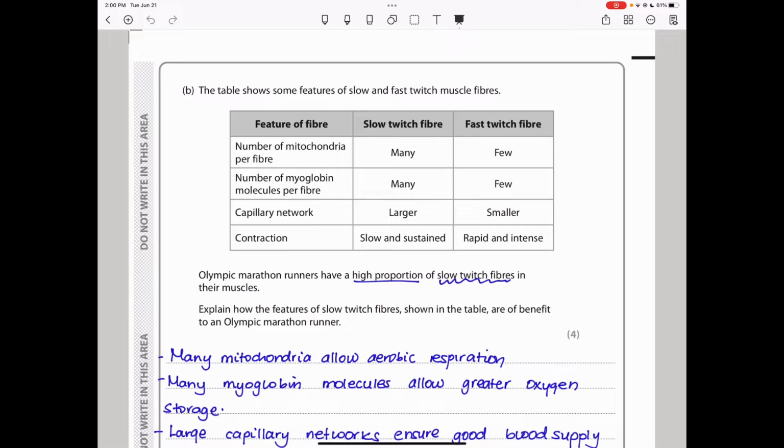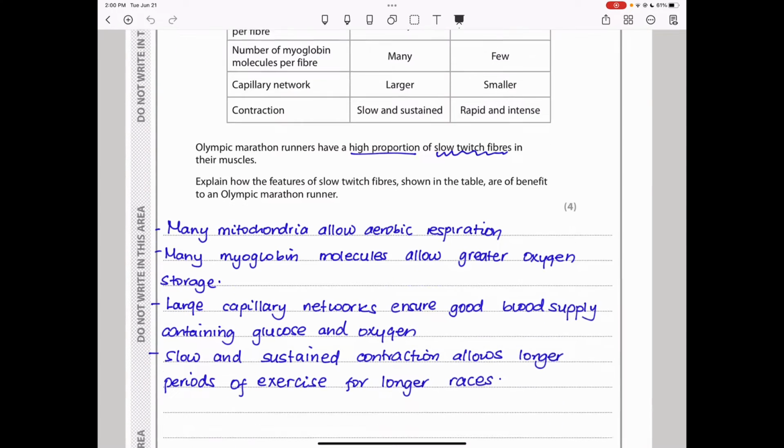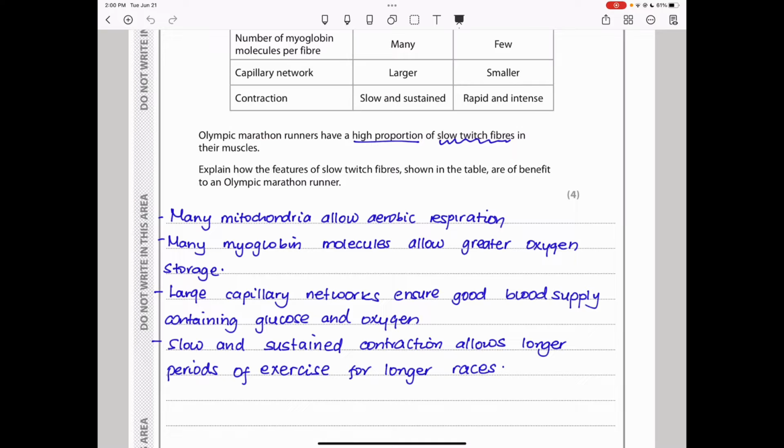The question they're asking here is, Olympic marathon runners have a high proportion of slow twitch fibers in their muscles. Explain how the features of slow twitch fibers shown in the table are of benefit to an Olympic marathon runner. So we will break down feature per feature. I said many mitochondria allows for aerobic respiration. Of course, that's it. Many myoglobin molecules allow for greater oxygen storage.